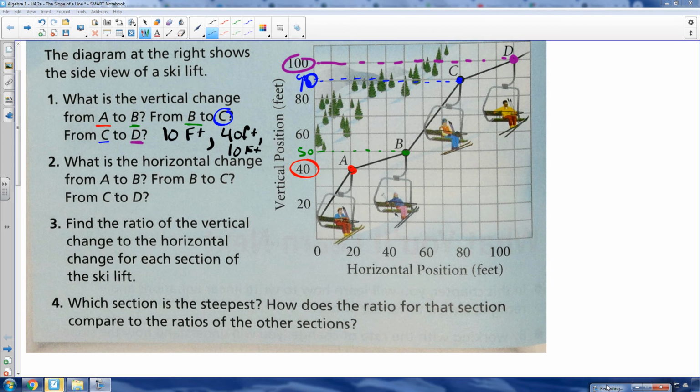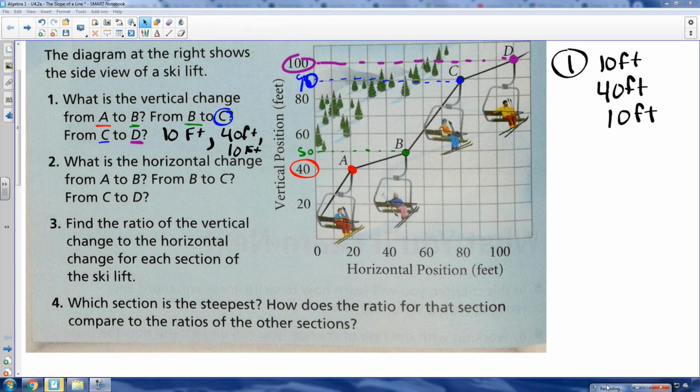Now, you don't have to write this in the gray box. You can write this on the side. It might be smart to go over here and say it's 10 feet, the first question, and then it's a change of 40 feet, and then it's a change of 10 feet again. Okay, does that make sense? So that's where we're at here.